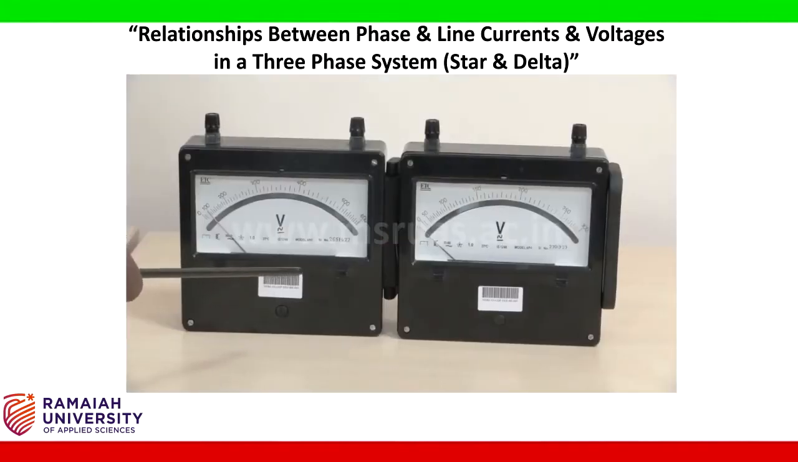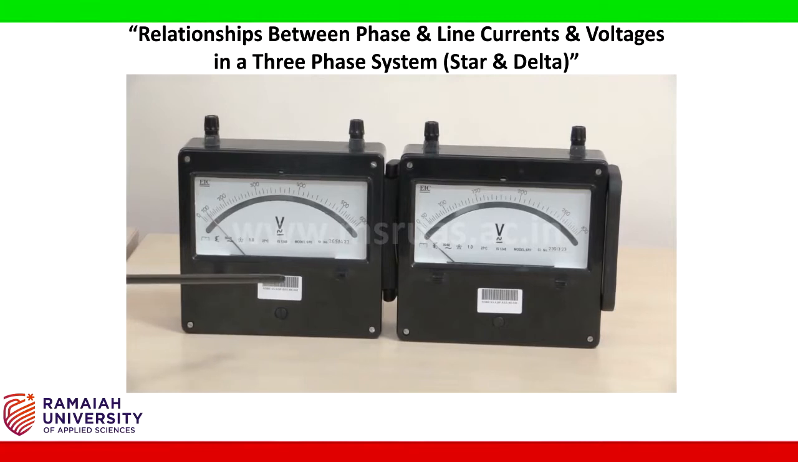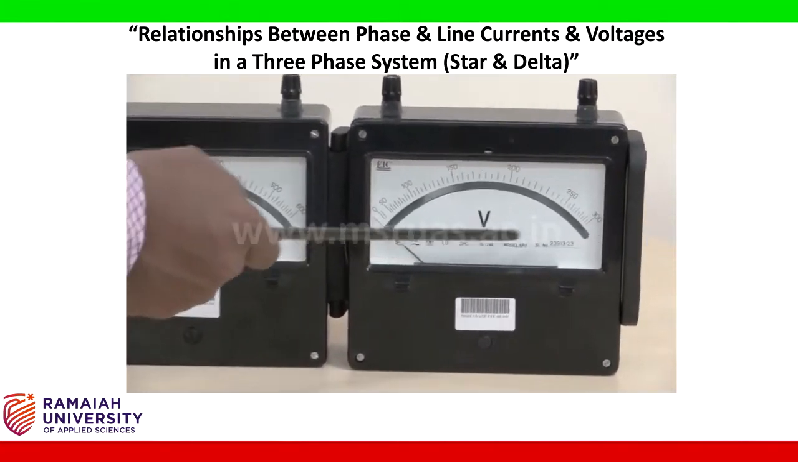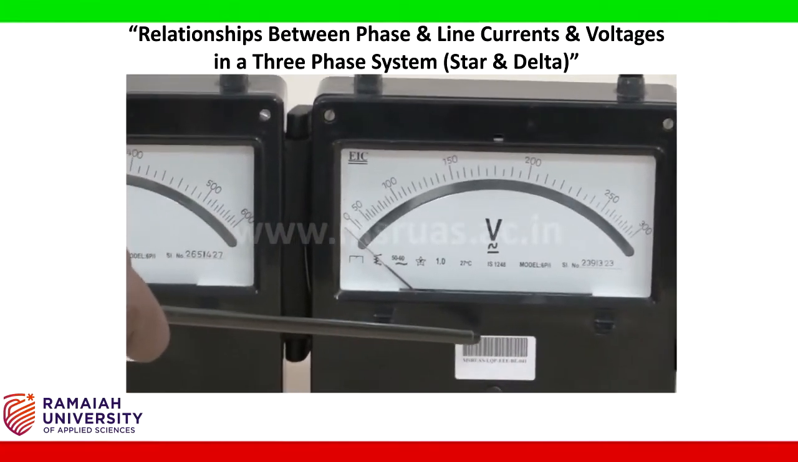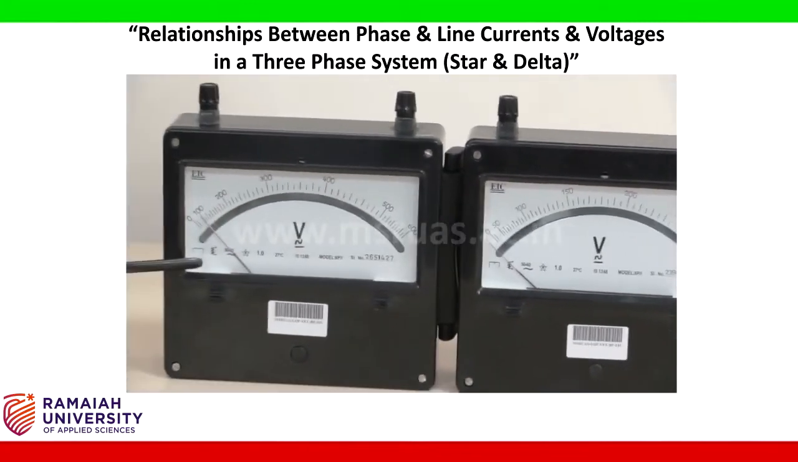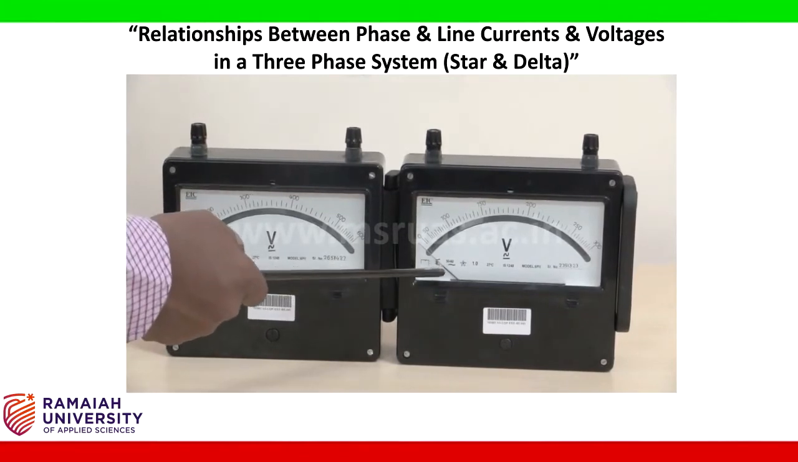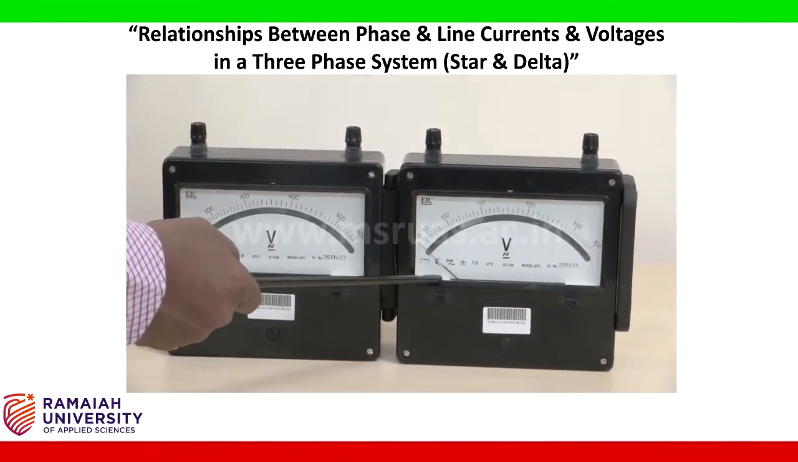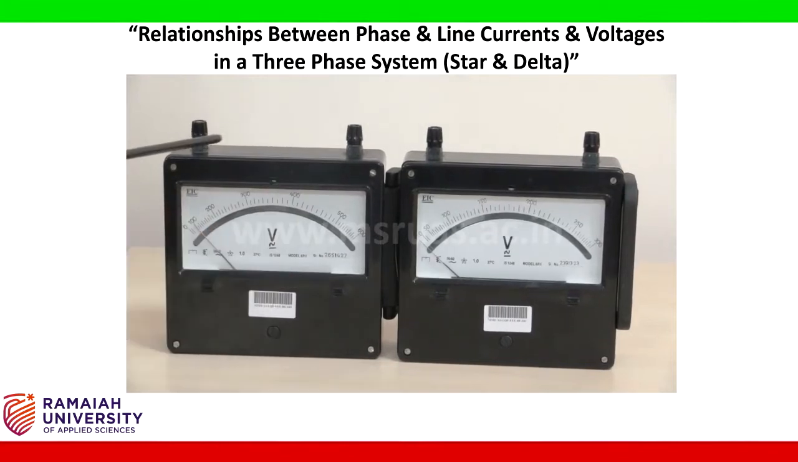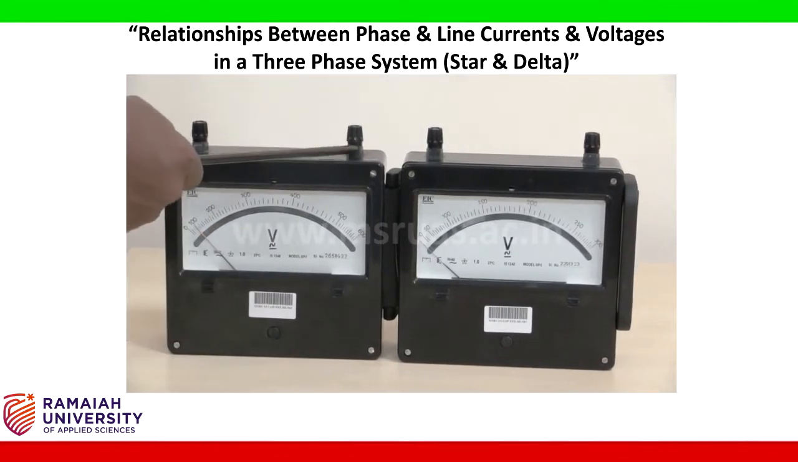These are the 2 voltmeters to verify the voltage relationship in star connection, and these are used to measure the voltage. Here we need a 0 to 600 volts AC voltmeter and a 0 to 300 volts AC voltmeter. The 0 to 600 volts AC voltmeter is used to measure the line voltage, and the 0 to 300 volts AC voltmeter is used to measure the phase voltage. These 2 are the terminals to make the connections.